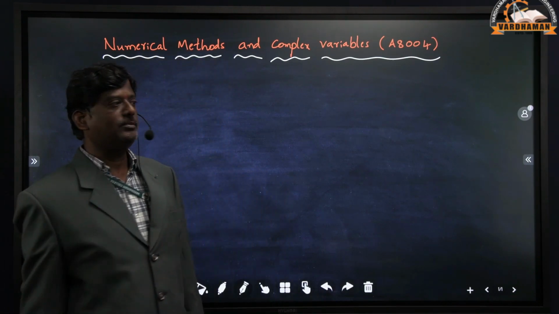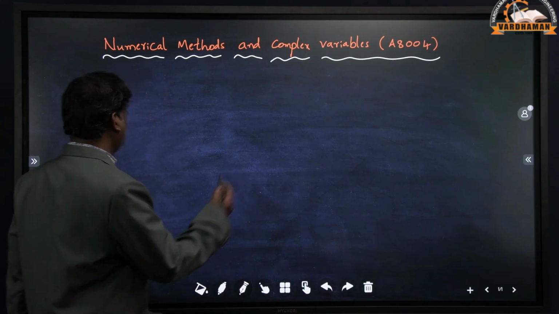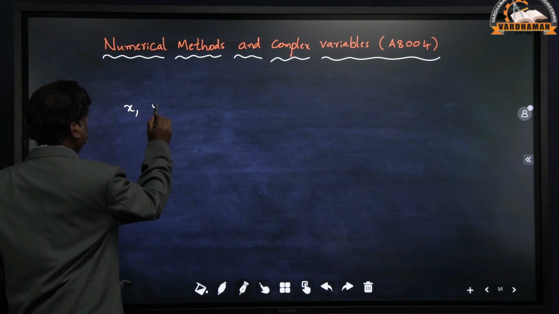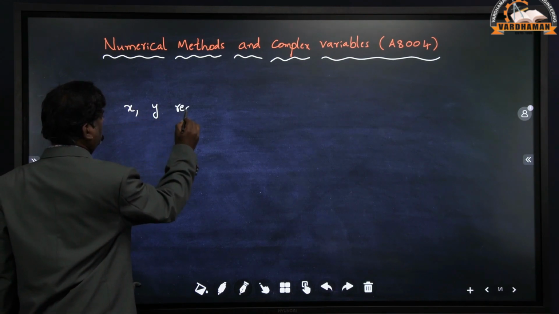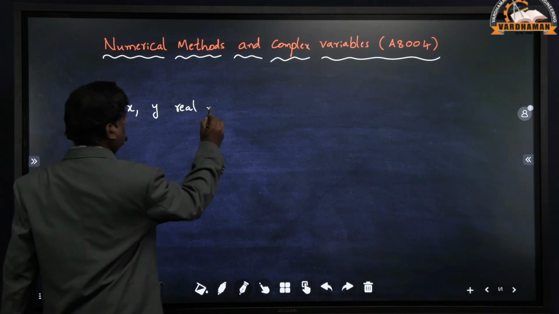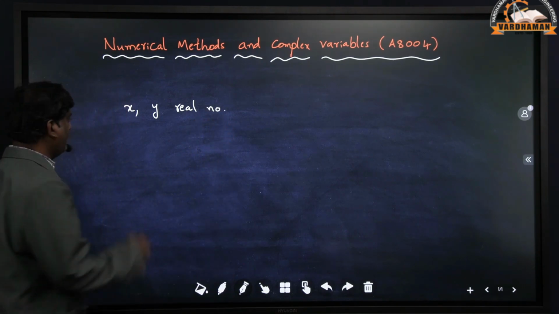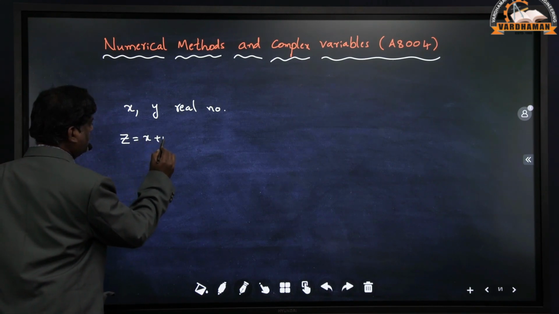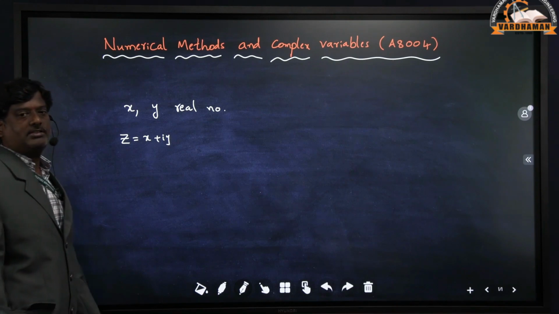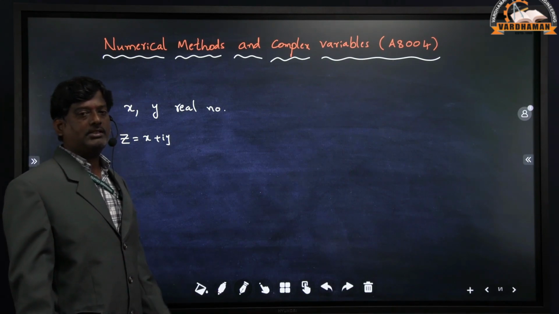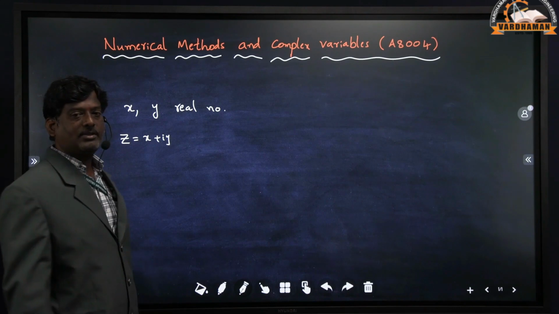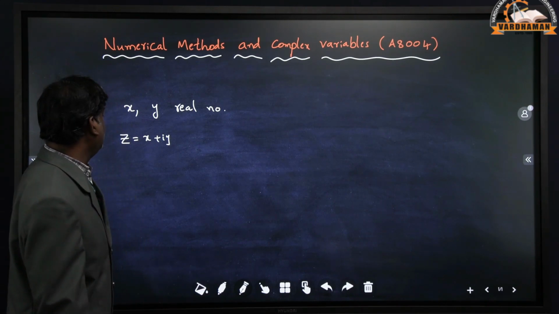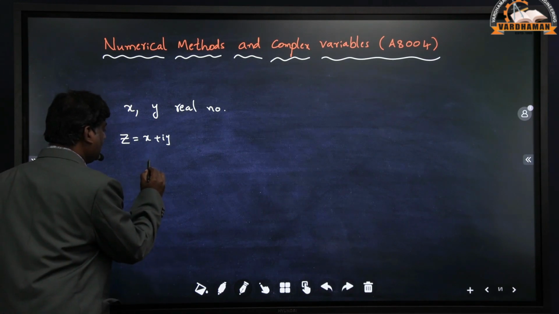You already learned about complex variables at intermediate level. Now what is a complex variable? Suppose x and y are two real numbers. A number of the form, denoted by z, generally z is equal to x plus iy, is called a complex variable, where x and y are real numbers. Here, x is called the real part of z.